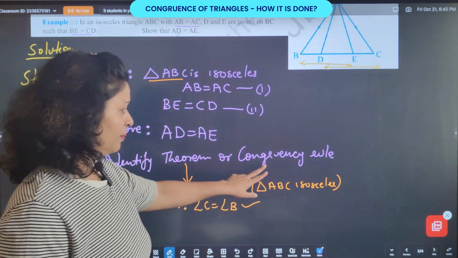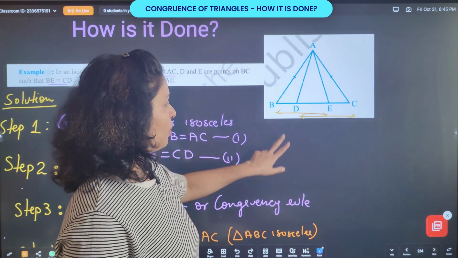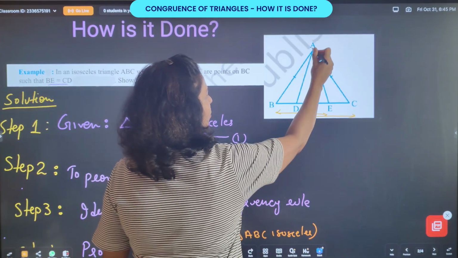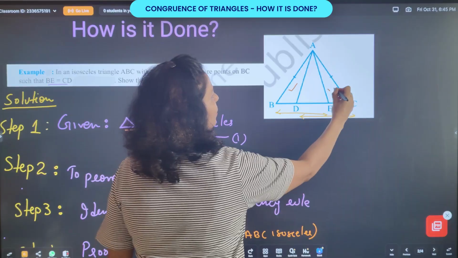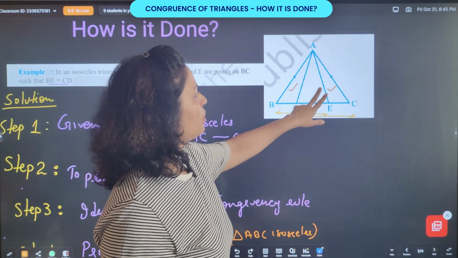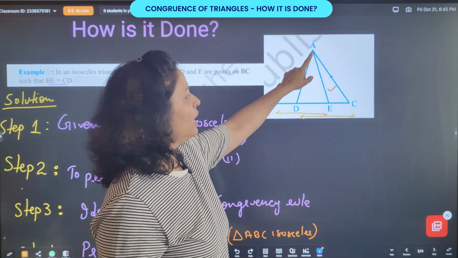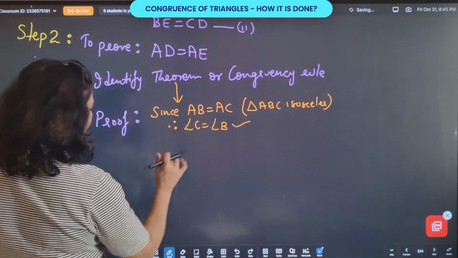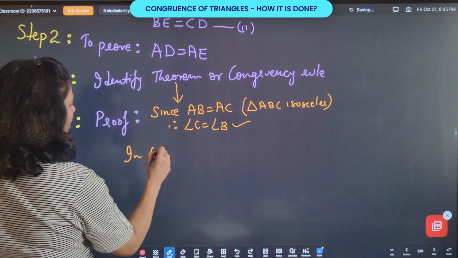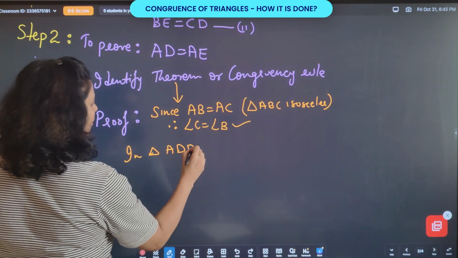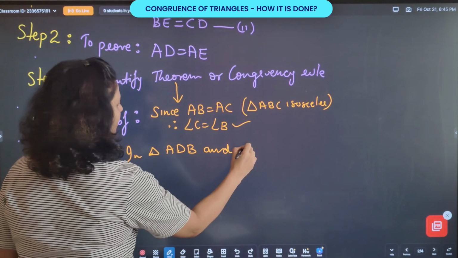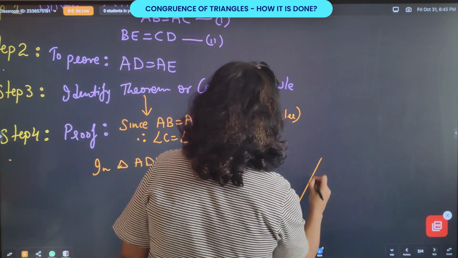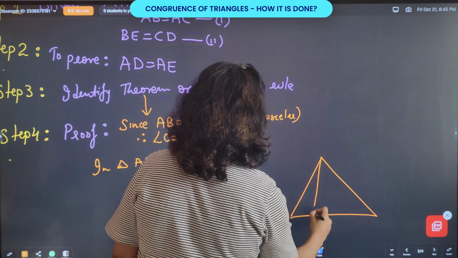Now the congruency rule. We have to think of applying congruency, because we have to prove AD is equal to AE, so we have to apply a congruency rule between these two triangles, that is ADB and AEC. So now we will take triangle ADB and triangle AEC. I'll draw it for you again here.